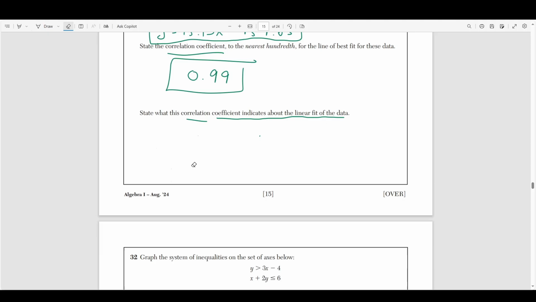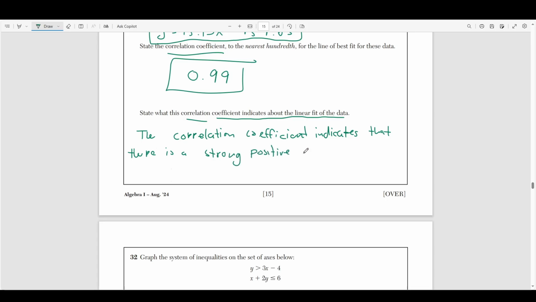So the correlation coefficient indicates that there is a strong positive linear fit. That's all you have to say. There's a strong positive linear fit to the data. The data is positive and linear.